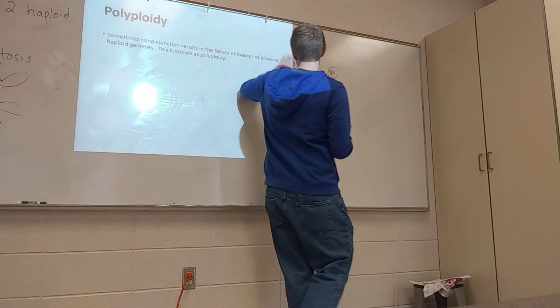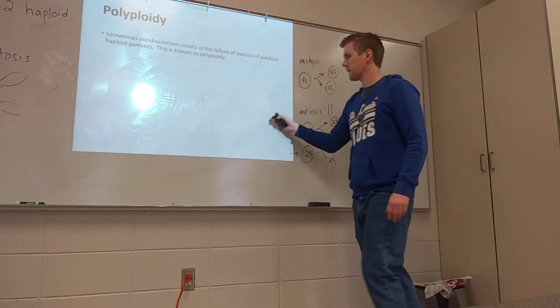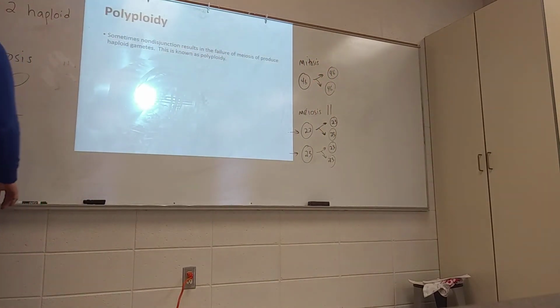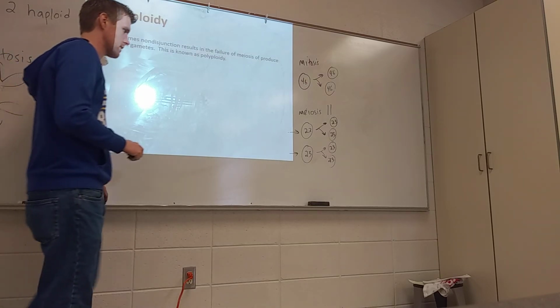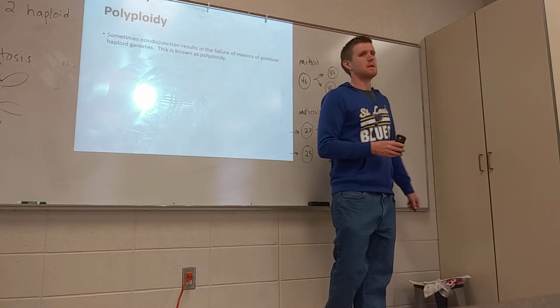Last thing on this PowerPoint is polyploidy. Basically, polyploidy involves non-disjunction not actually producing haploid gametes. In humans, this would look something like this. 46 is supposed to get to 23. It doesn't. It stays at 46. These end up becoming sperm cells. They fertilize an egg cell that had the same issue. And voila, we've produced a human zygote with 92 chromosomes. 4 copies of each.